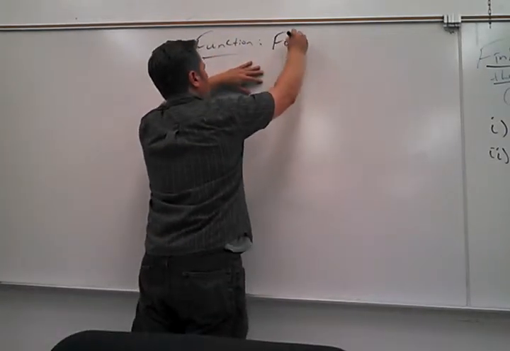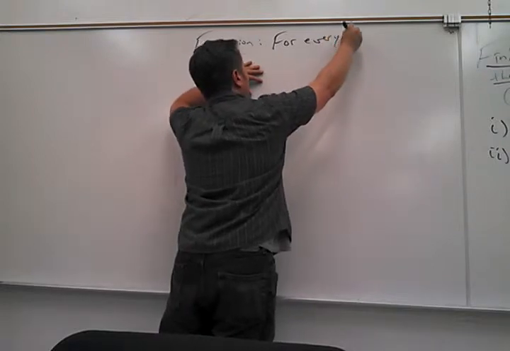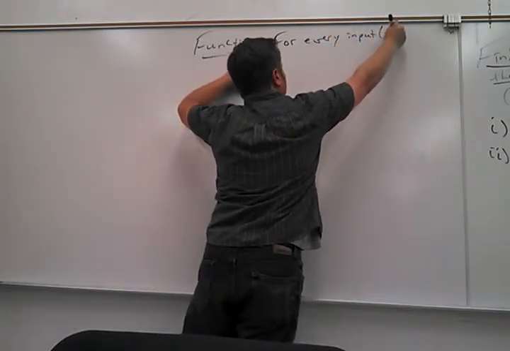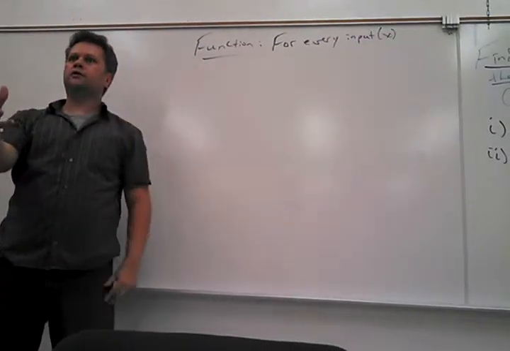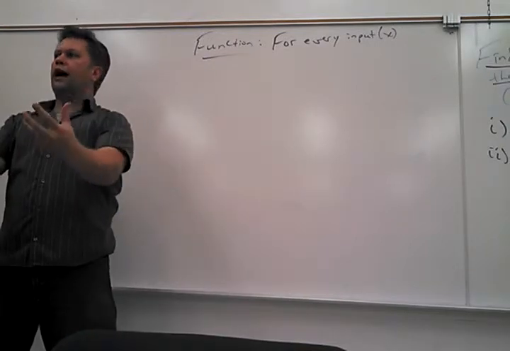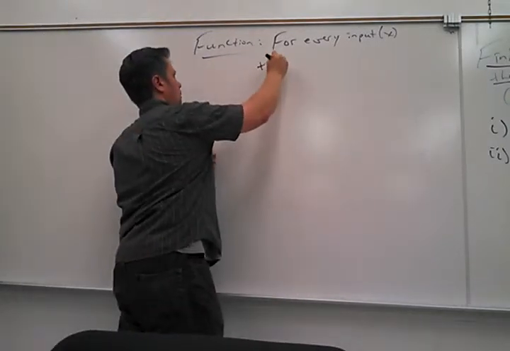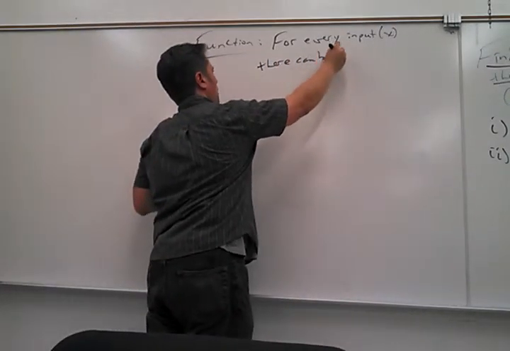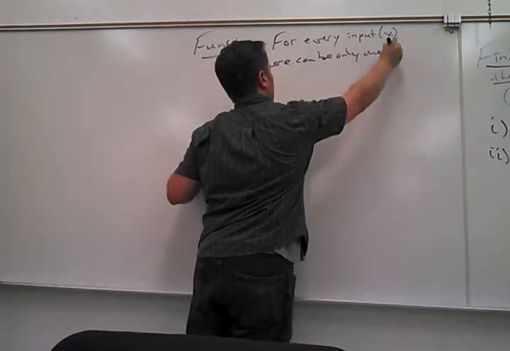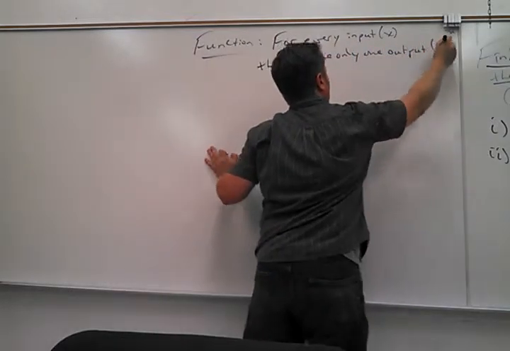So really a function is defined to be something where for every input, there can be only one output. So for every input, which is normally x, there can be only one output, normally y.